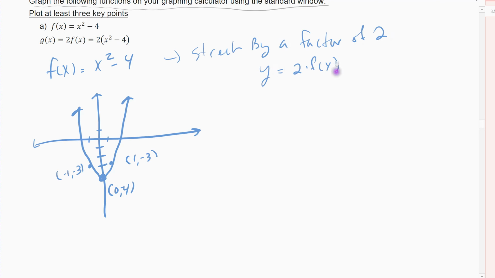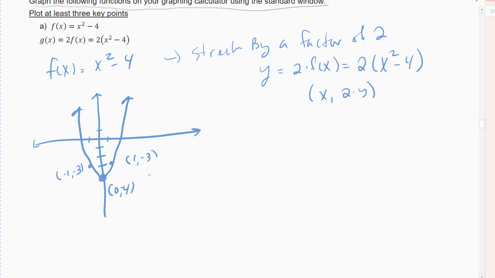2 times f of x, which gives me my function 2 times the x squared minus 4. And so it's actually going to make it skinnier. And so what we're literally doing is we're taking 2 and multiplying it by all the y values.